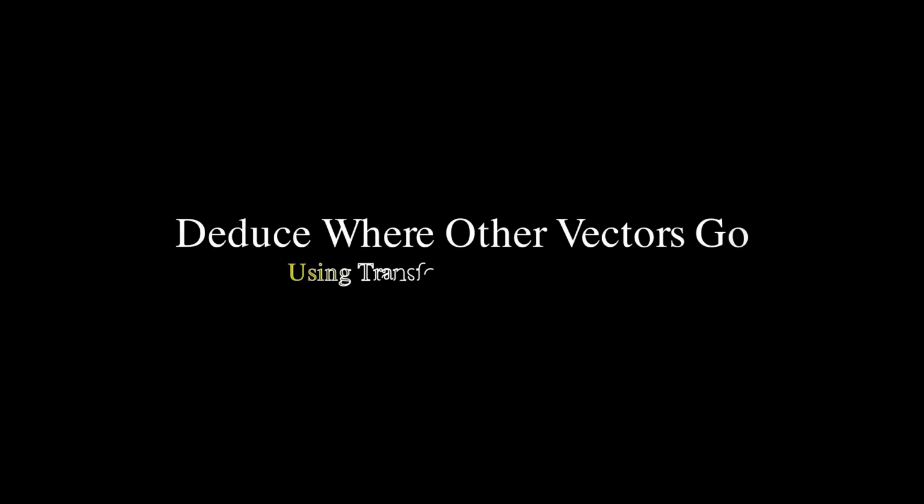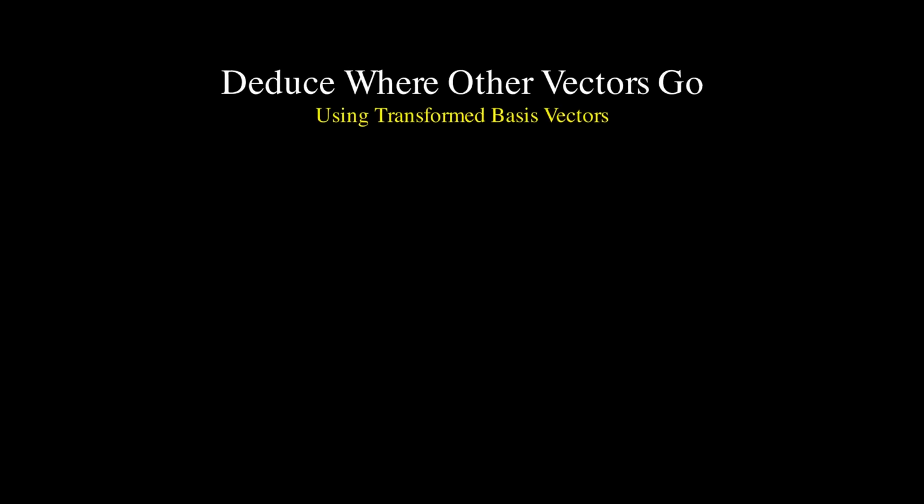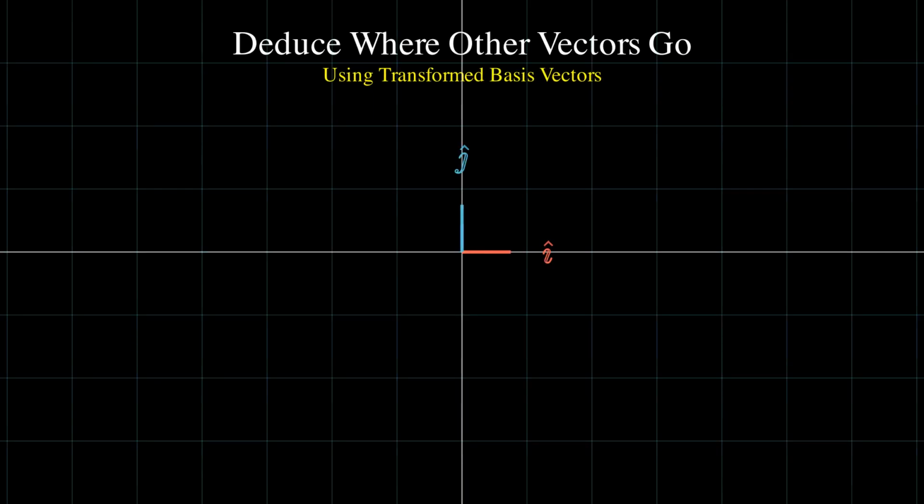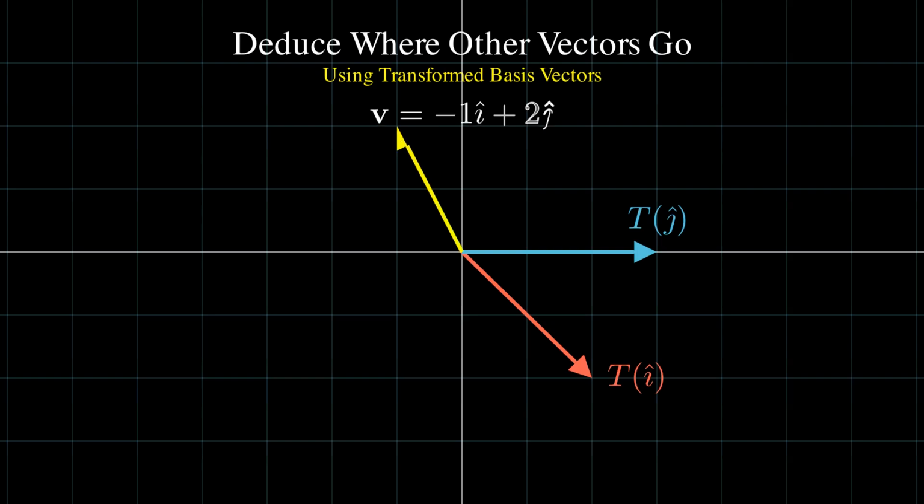Now that we know where i hat and j hat land after the transformation, here's the beautiful part. We can figure out where any other vector goes. Any vector is a combination of i hat and j hat.